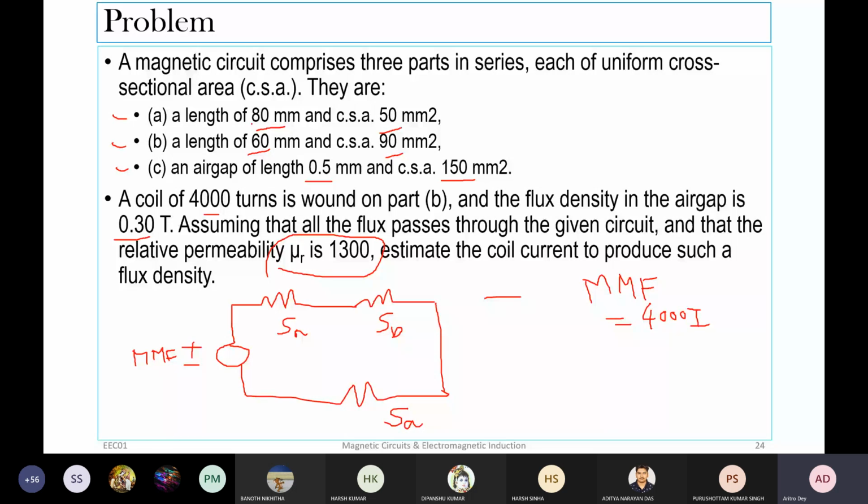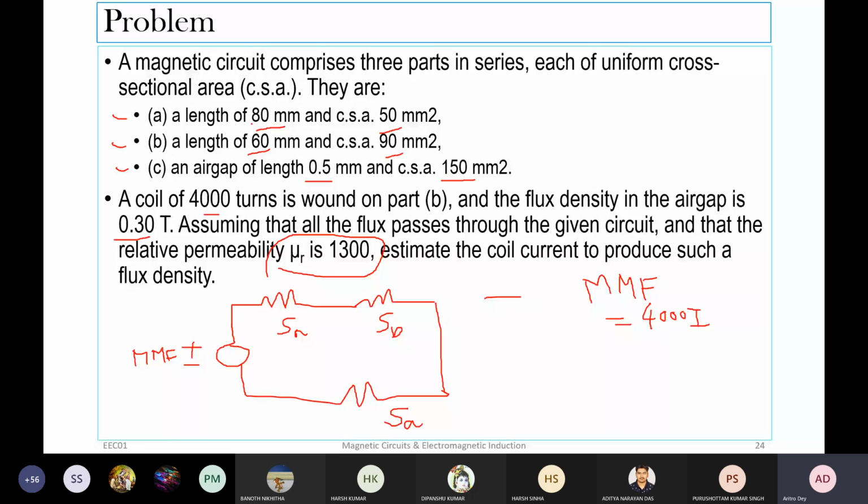So now this is your MMF for part 1, FA. So this is I into R1, analogous to that. So phi into LA divided by mu 0 mu r into AA. So we just put in the value of phi. This is mu 0, this is mu r, this is cross section area in meter square, this is length in meter, and this is your phi, which you have calculated from here. So this will give you the MMF for part 1, which is equal to 44.1 ampere turn.